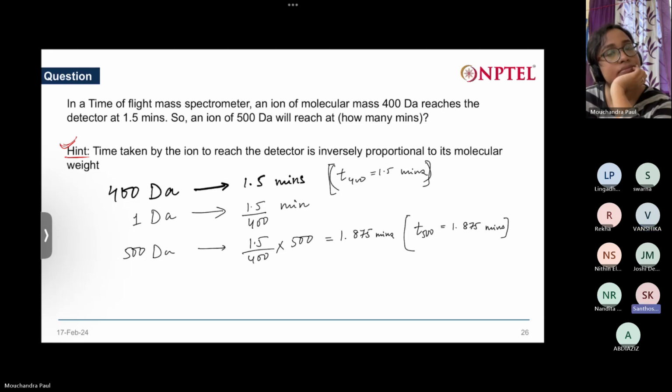No, ma'am, but in the lecture also, the sir used to say this same hint. Sir also gave you the same hint. But he said the same logic, ma'am, as you said: the more the molecular weight, the more time it takes. He also said the same, ma'am. Maybe the statement needs to be corrected then.